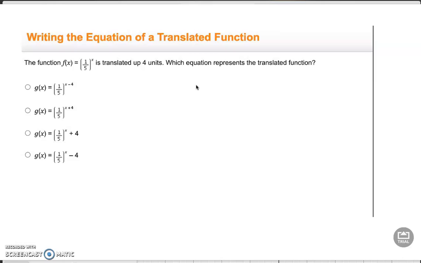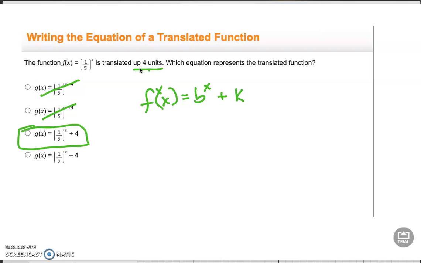So a function 1/5 to the x is translated up 4 units. So we know if it's up 4 units, remember our vertical translations are of the form b to the x plus k. We don't have it in the exponent, we write something outside. So these two are in the exponent, so those are not it. Now we have to know if it's positive or negative. Well, if it goes up, then it's positive. So we have 1/5 to the x plus 4.